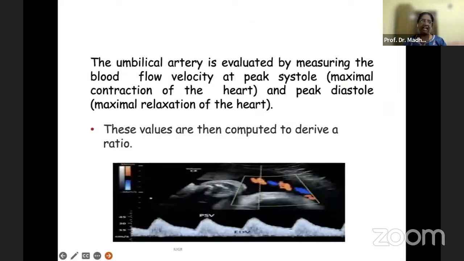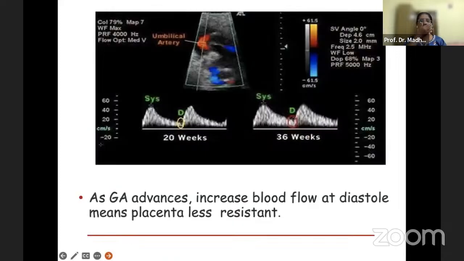Now, what I'm only focusing on today is the umbilical artery. It is evaluated by measuring the blood flow velocity at peak systole, that's maximum contraction of the baby's heart, and peak diastole, that's the maximum relaxation. And these values are then computed to derive a ratio. Okay. Now, as gestational age increases, there's increased blood flow at the diastole, which means the placenta is less resistant.